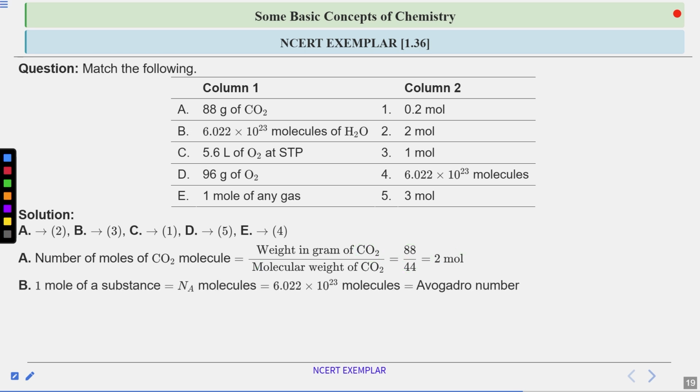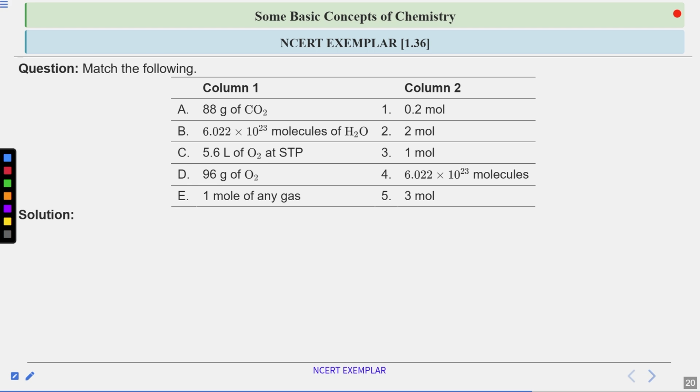Second was 1 mole of a substance. So this is very clear from the start, that if I am saying 6.022 into 10 to the power 23 molecules of H2O, it is very simple to say that we have 1 mole of that substance. So we can say B is related to 3. Got it? Now what about the next one?